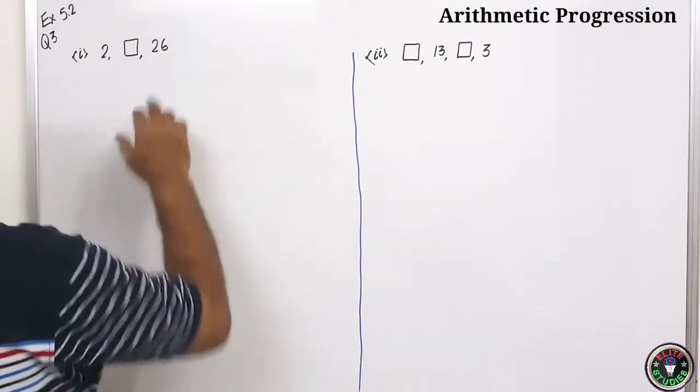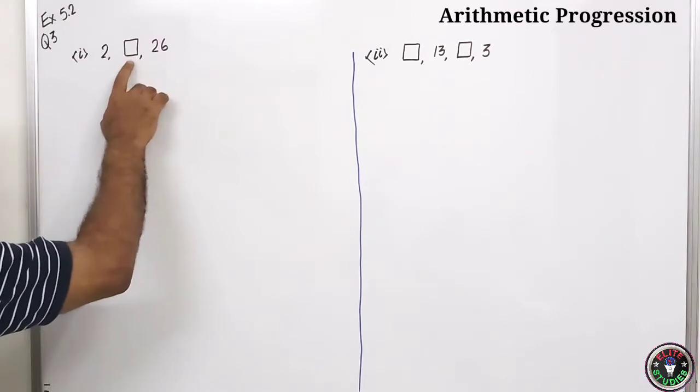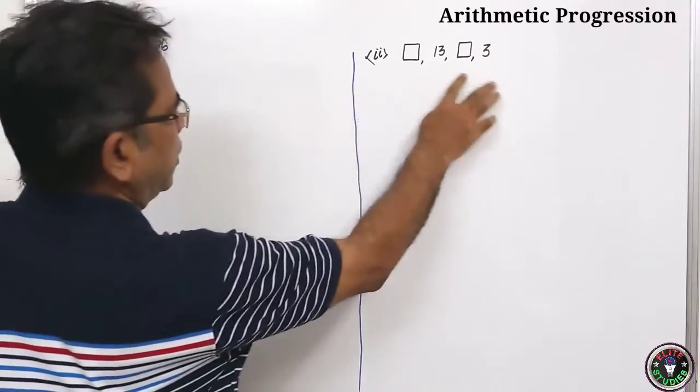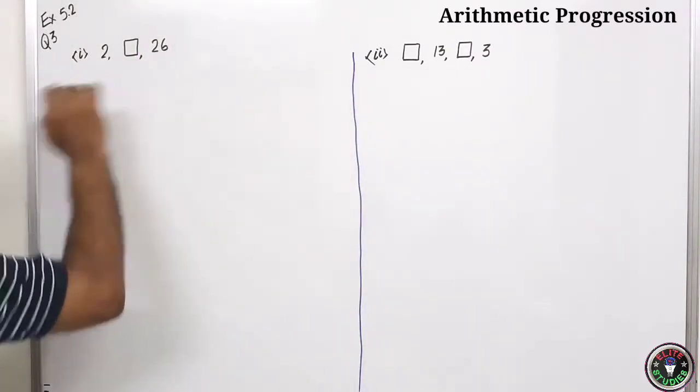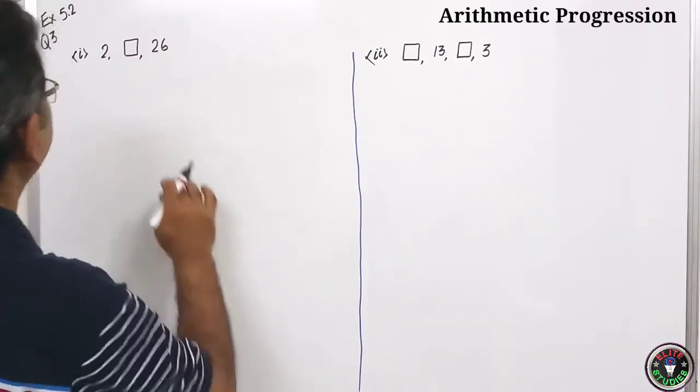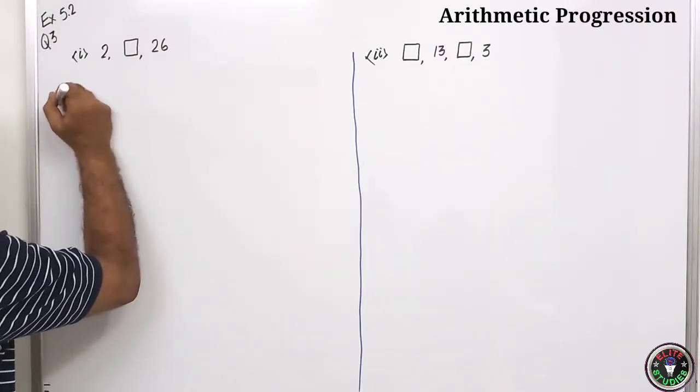Now here you have to find the missing value. This is an AP. You have to find what will be the value in this square. These are very easy. How to do it, you see. Solution.